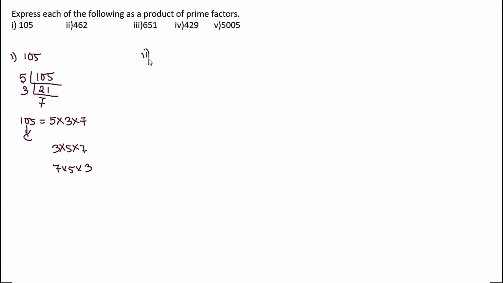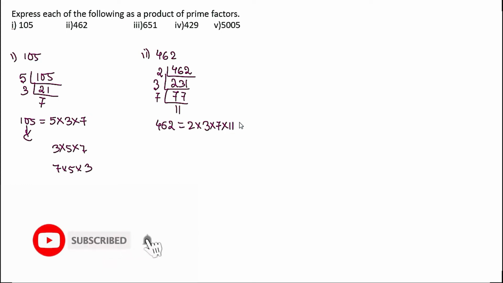The second problem is 462. Let's find out the factors of 462. Dividing by 2, we get 231. 231 is not divisible by 2, but it is divisible by 3. 3 sevens are 21, so we get 77. 77 is again divisible by 7. So we can write 462 as 2 into 3 into 7 into 11.